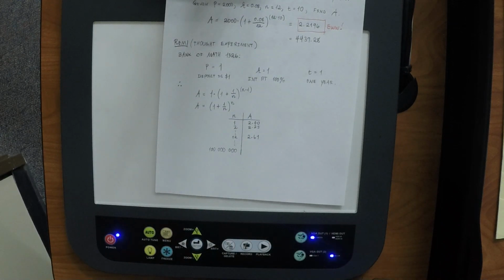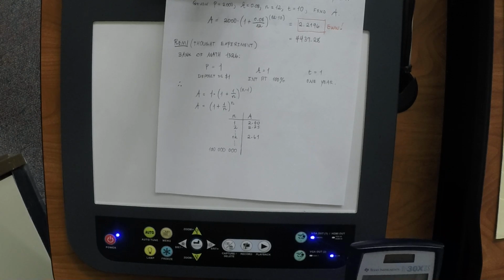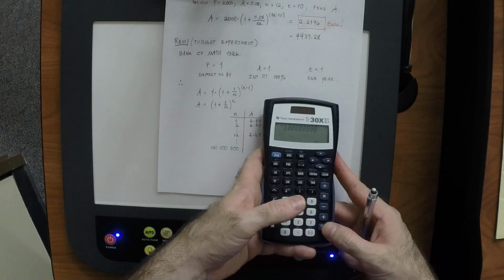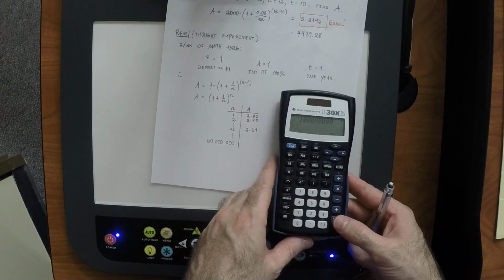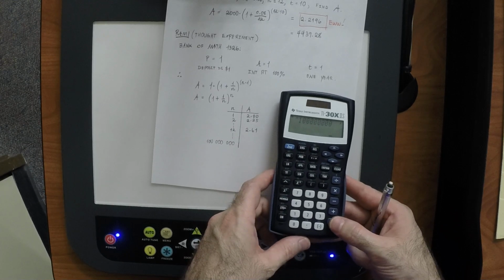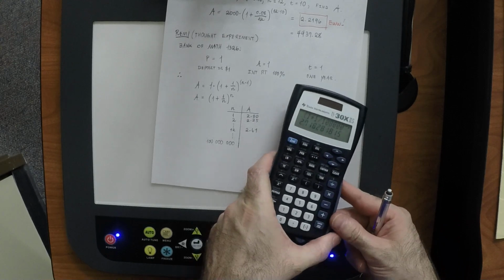$100 million. Let's do it. Okay, so that's 1 plus 1 over 100,000,000, raised to the power of 100,000,000. There we go. Is it going to be in the hundreds or in the millions? Yeah, that's right.